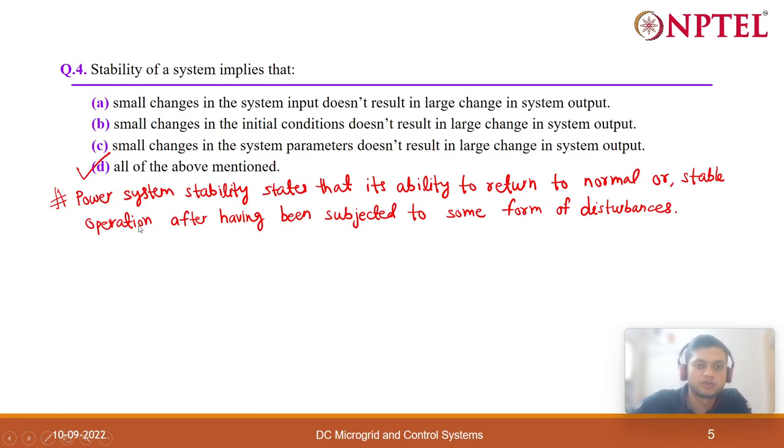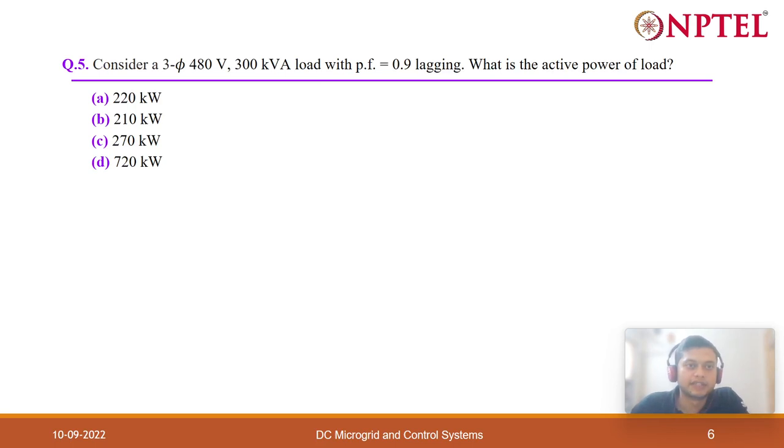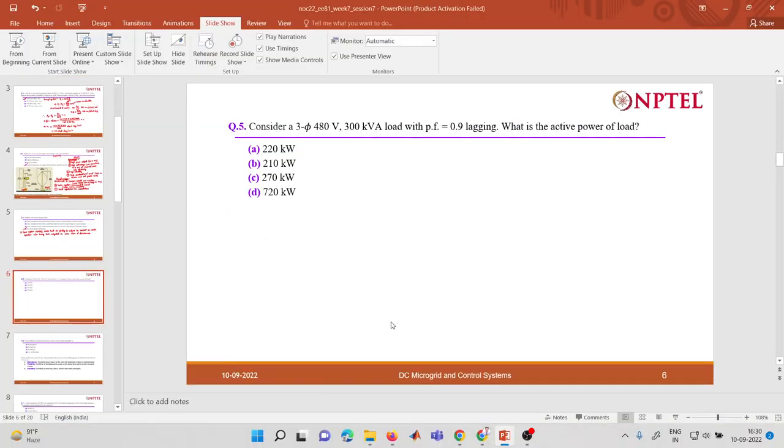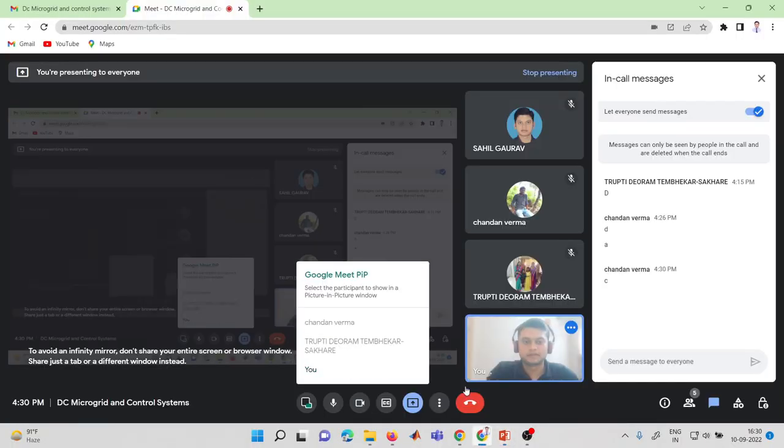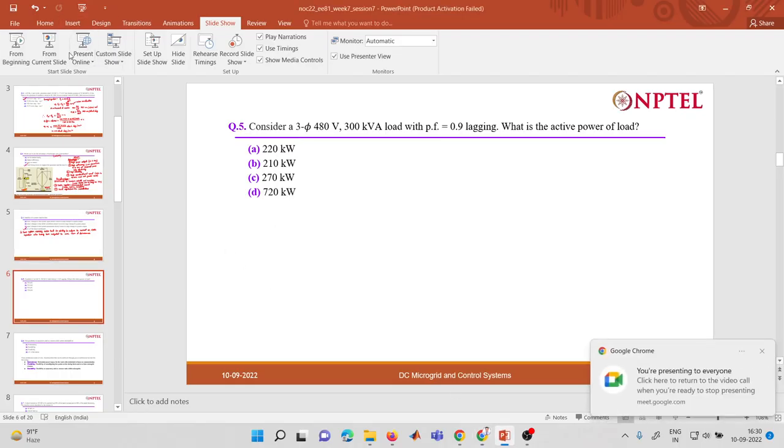Now let us see the next problem. Consider a 3-phase 480 volt 300 kVA load with power factor of 0.9 lagging. What is the active power of the load? This type of question we have solved, so I can easily do it. Chandan Verma has already replied. See the correct answer, right? This is a very easy question.